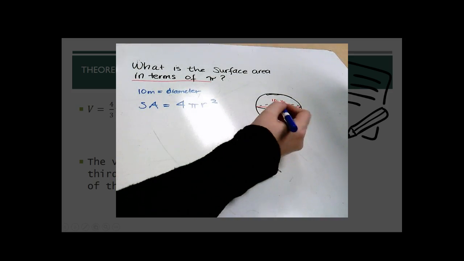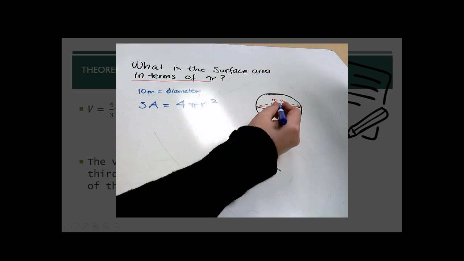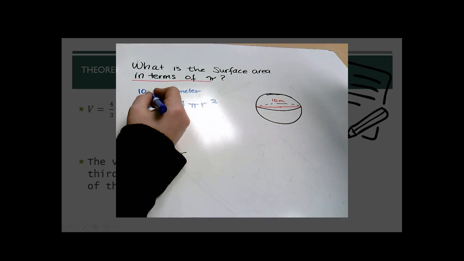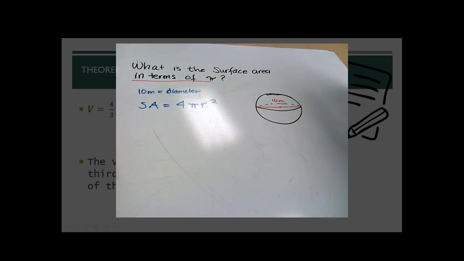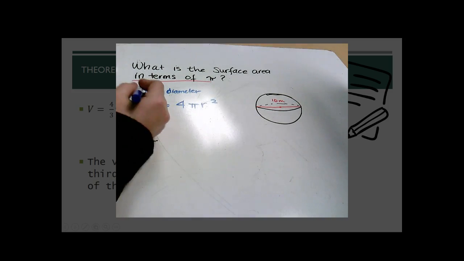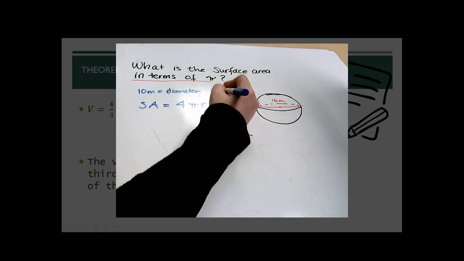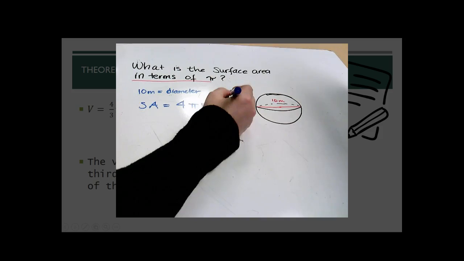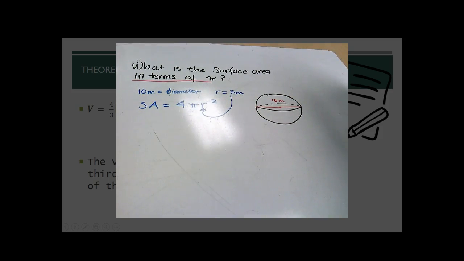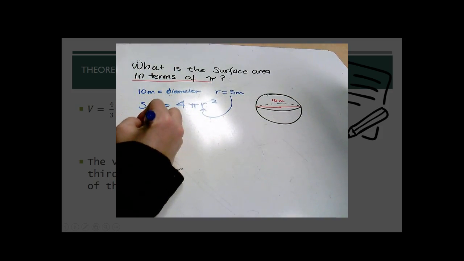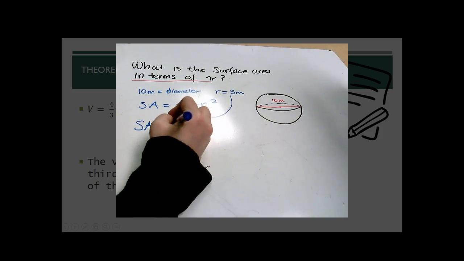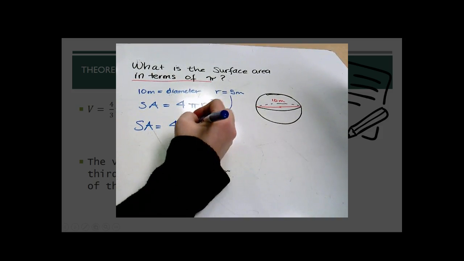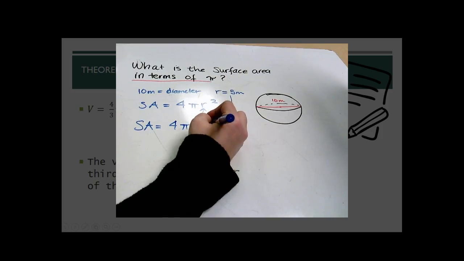So if 10 meters is our diameter, we know that our radius would be half of that, because the diameter is 2 times the radius. So I can simply divide it out, and I'll know that my radius is 5 meters. Radius plugs right in here for radius, and we are all set to go. So surface area equals 4 times pi times 5 squared.